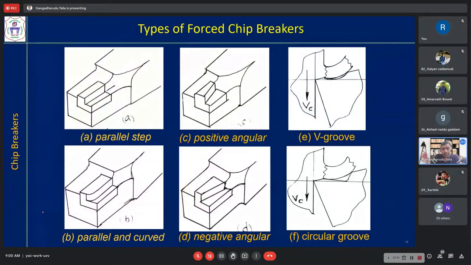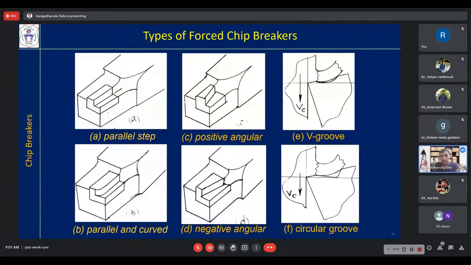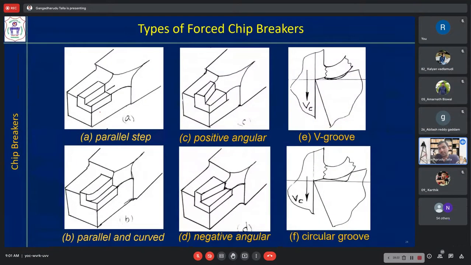Sir, are these chip breakers a modified nose of the tool tip? Yeah, there are two types again. One is where the chip breaker is cut directly on the cutting tool. That is one type, the permanent type. The other type is where you attach the chip breaker. There will be a slot for the chip breaker attachment on the tool holder. You will attach the chip breaker using some clamping, or sometimes welding also, if you want a permanent type. Depending upon the application you have to choose.